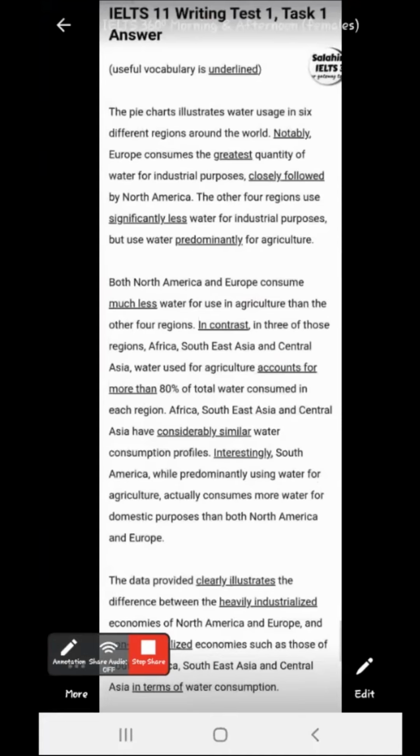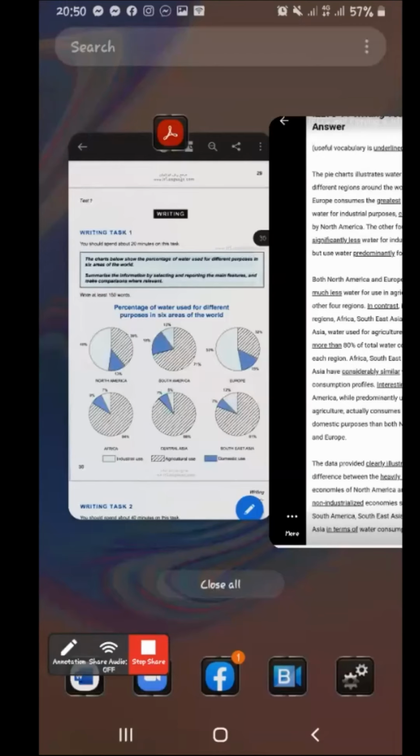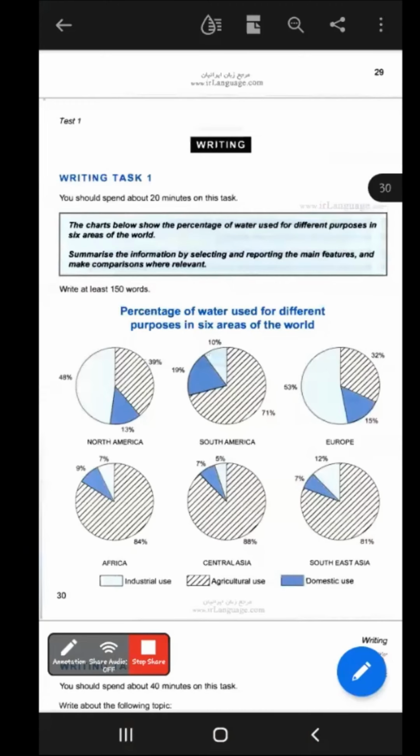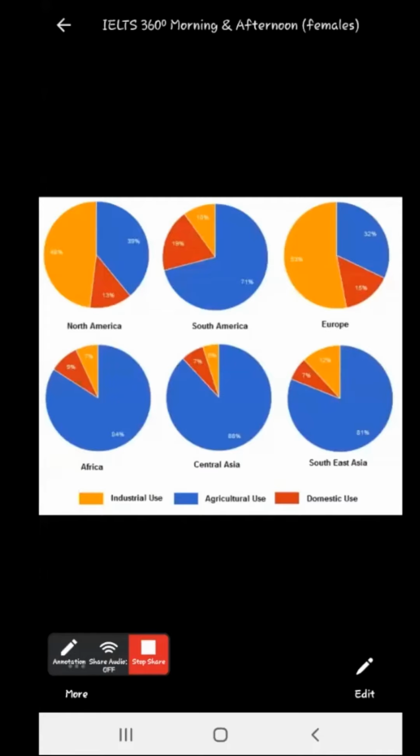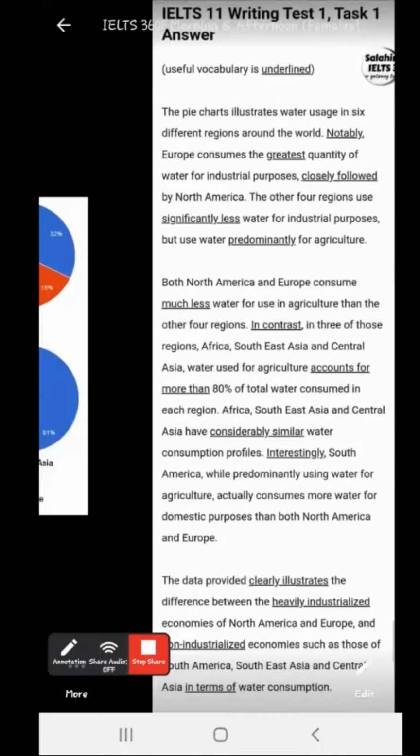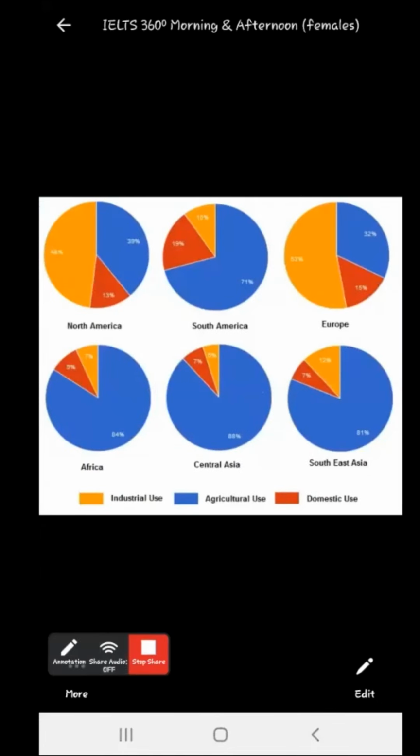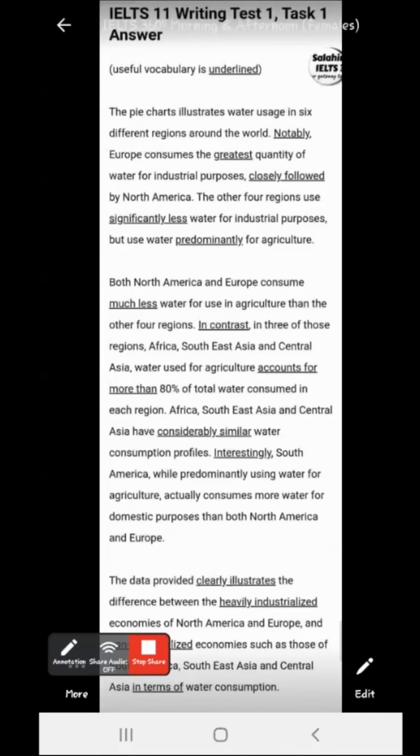Notably, Europe consumes the greatest quantity of water for industrial purposes. How do you know? Just go to the pie chart. Maybe it's given here. You can see that Europe has 53% of industrial use. If you compare this with other graphs, you can see that North America is the second largest in water consumption for industrial use. But first is Europe. Europe consumes the greatest quantity.